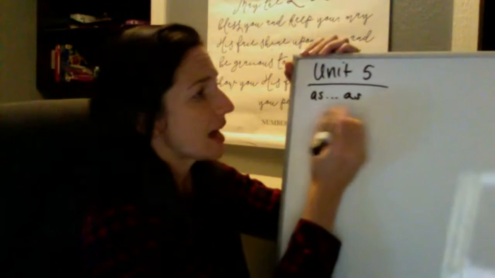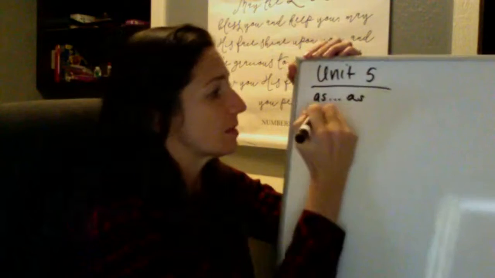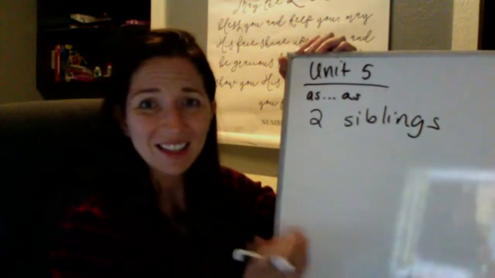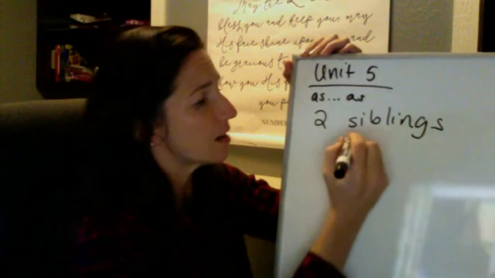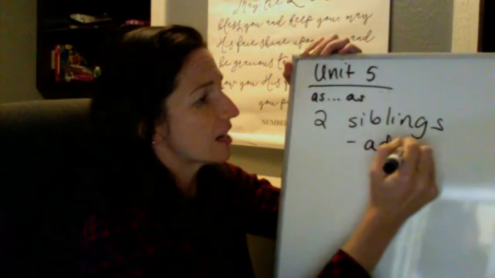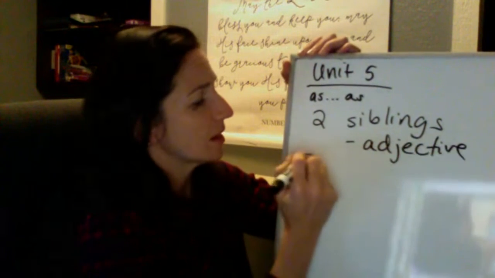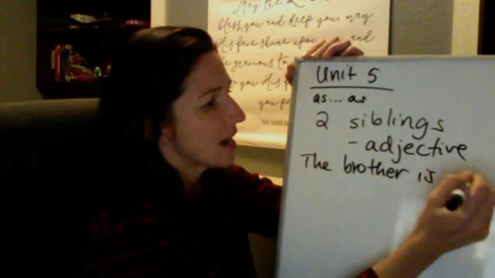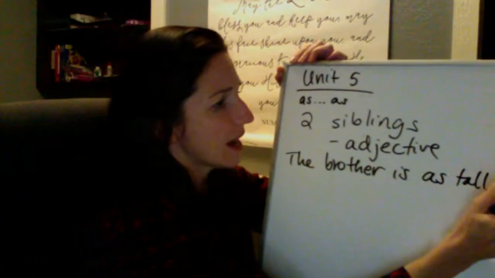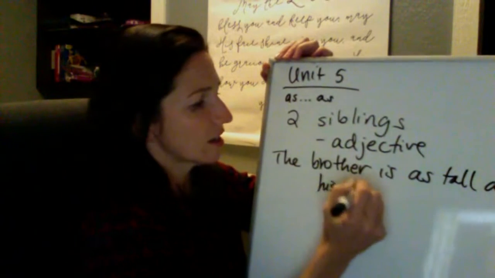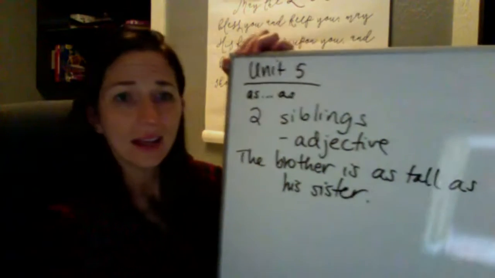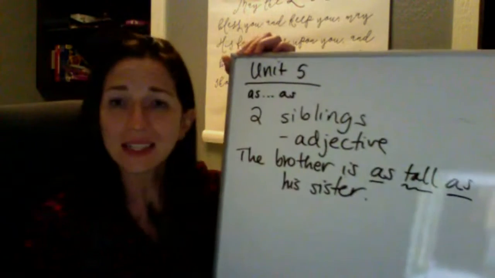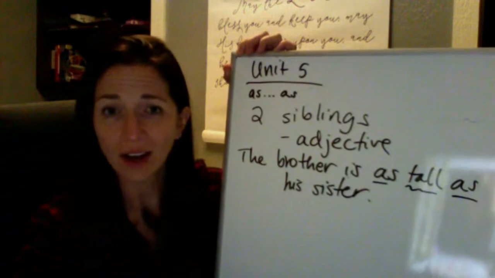And so this as, say let's compare two things, maybe two siblings. Okay, we've talked a lot about birth order this class. So we've got two siblings, and now we want to compare them with an adjective. Okay. The brother is as tall as his sister. Okay, he's as tall as. That means equal, right? The brother is as tall as his sister.